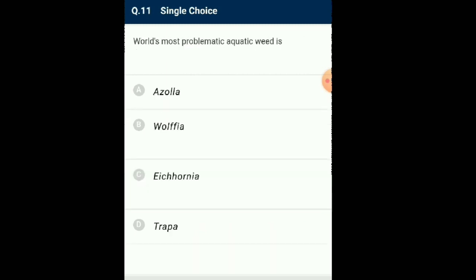Question number 11. The world's most problematic aquatic weed is. The world's most problematic aquatic weed is water hyacinth. The botanical name of water hyacinth is Eichhornia crassipes, which is also known as terror of Bengal. So the answer for this question is option C, Eichhornia.